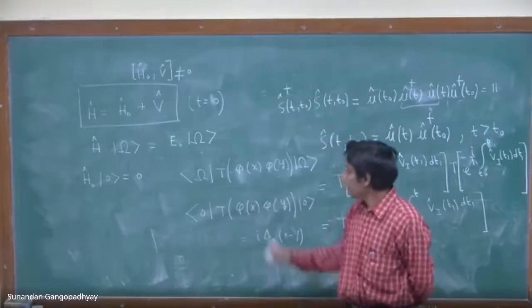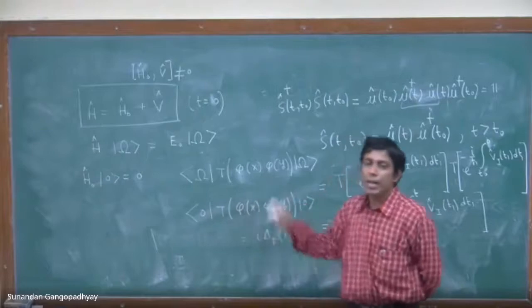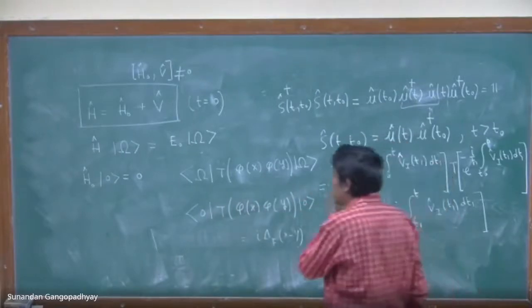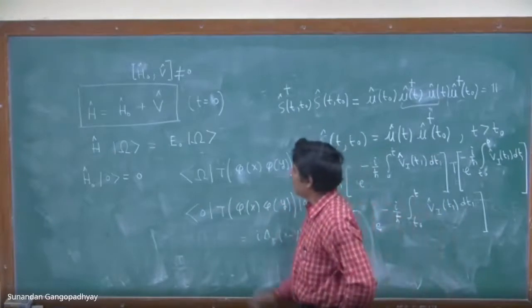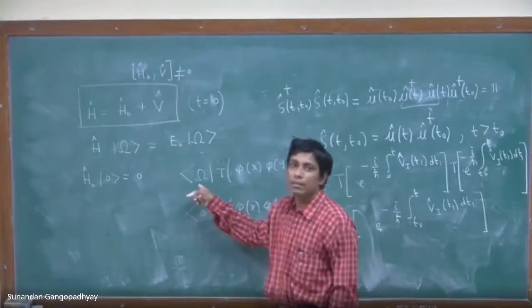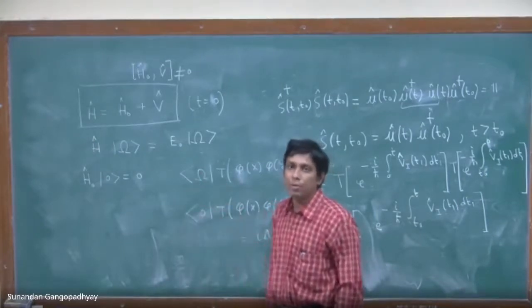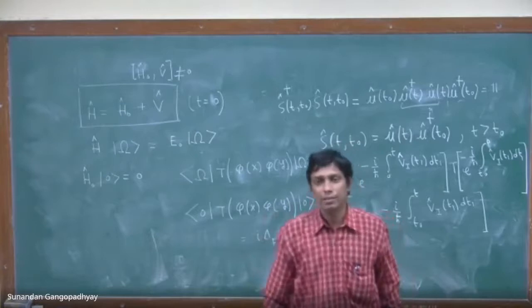But here, this quantity is actually very, very difficult to calculate. Why? Because of the simple reason that you don't know this state. The state of minimum energy of the full interacting Hamiltonian, we don't know that state. So how will you calculate such a quantity?